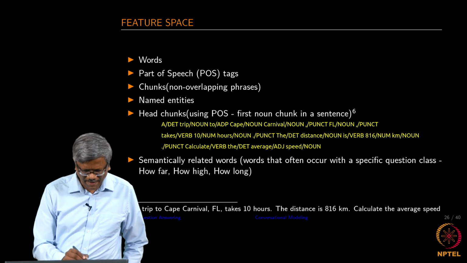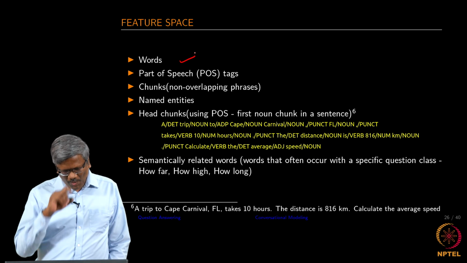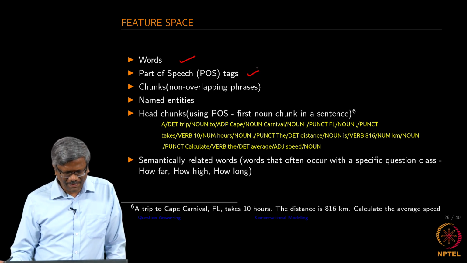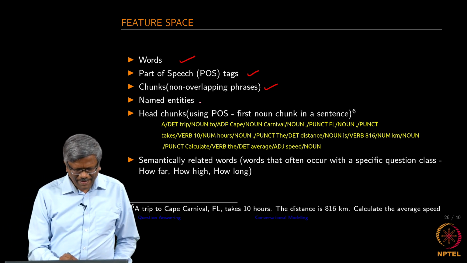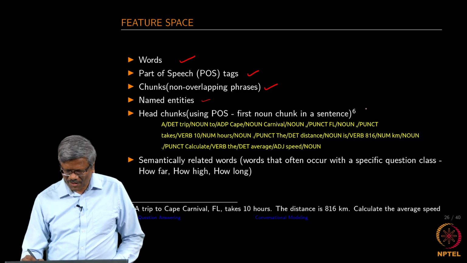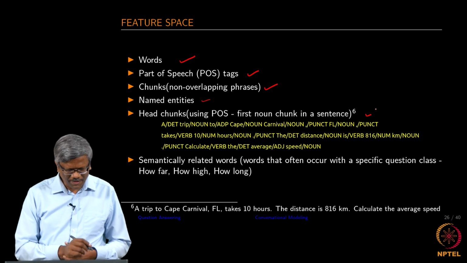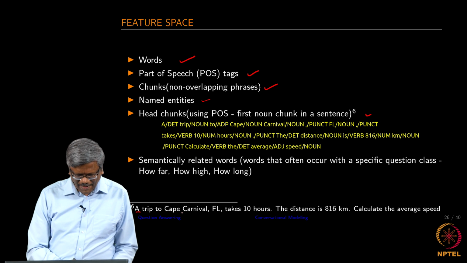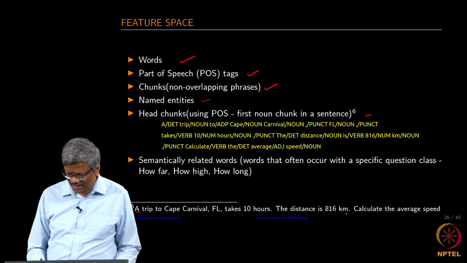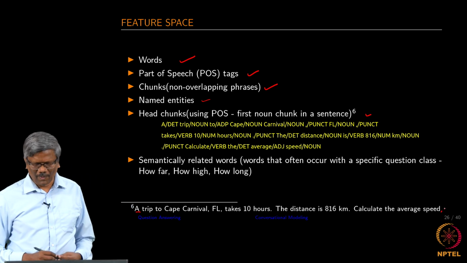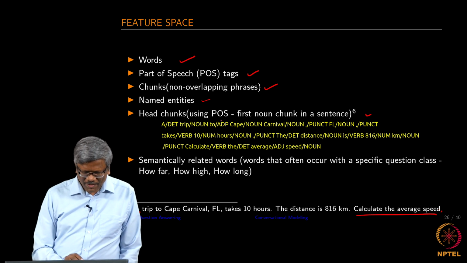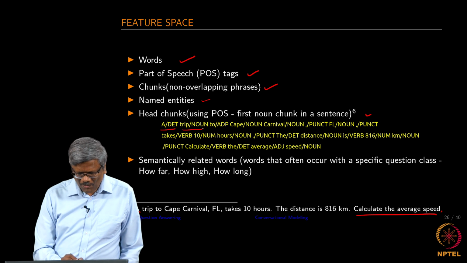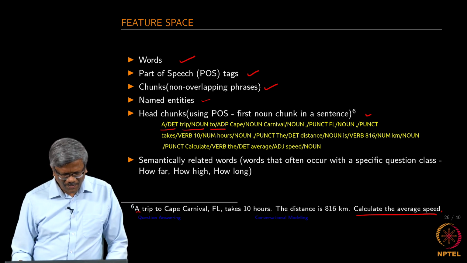Now, look at the feature space. We have words, that is what we used in the IR model. We can get the part of speech for each of the words. We can get chunks, or 2 or more words joined together, and then named entities. We can have head chunks using the POS. For example, for the problem that is stated here, a trip to Cape Canaveral, Florida takes 10 hours, the distance is 816 kilometers, calculate the average speed. Okay. So, now we need to find the answer to this question. When you take it through the POS, you will see that there is a determiner, and then trip is a noun, and then there is a preposition here that is coded as ADP.